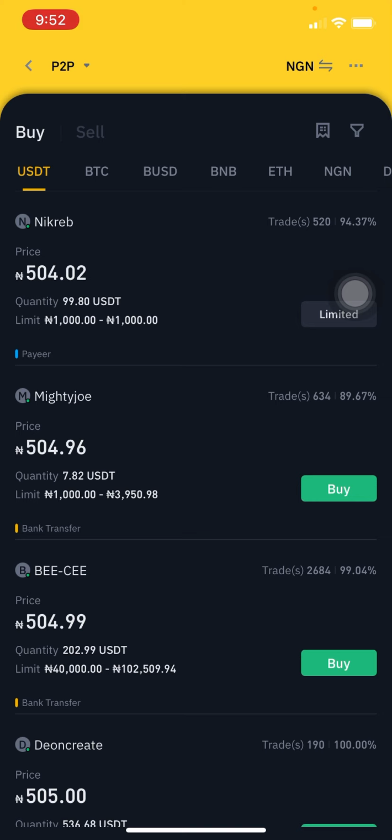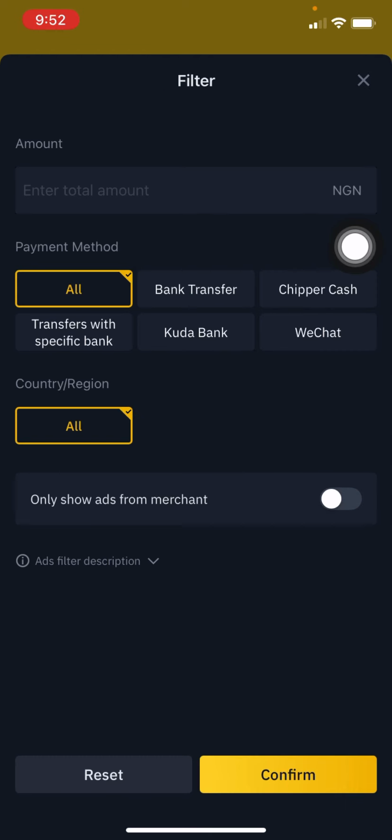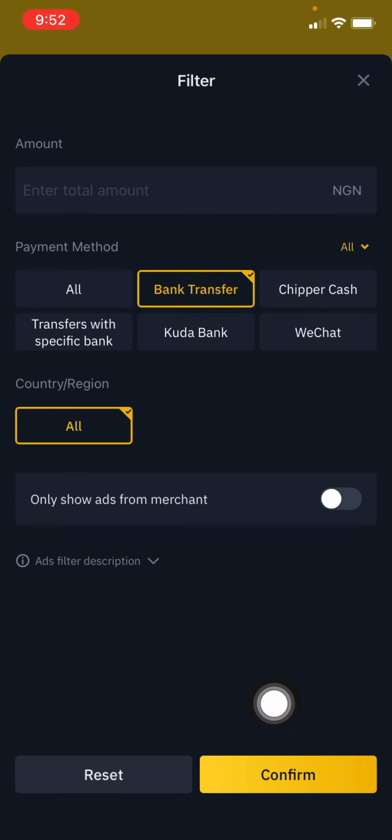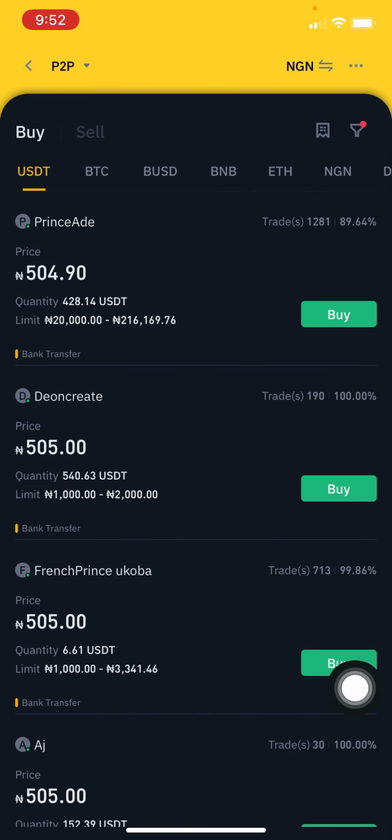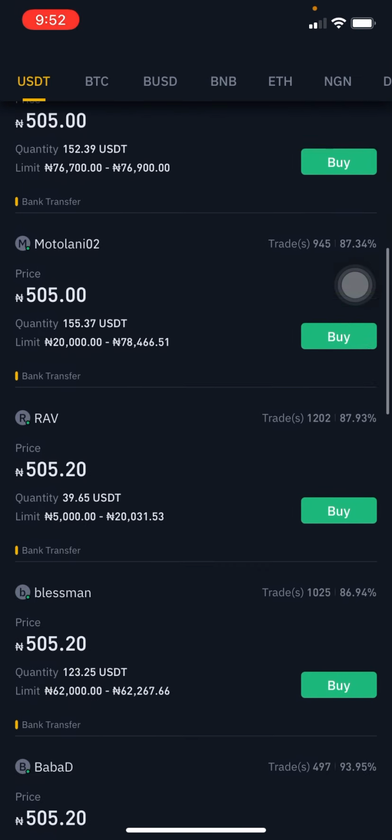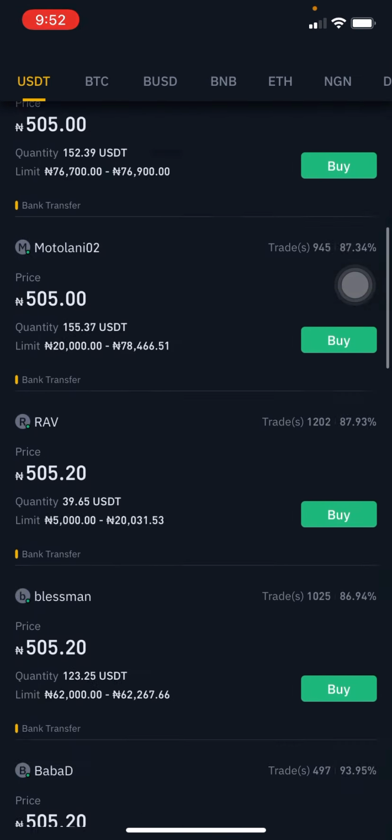So click on this funnel icon here. It's filter. So you have to select bank transfer because you are buying from your bank. You are doing bank transfer. So select bank transfer and click on confirm. Okay, this means that the people that are selling, that are accepting bank transfer, is what you are going to see from now on. Do you see that?